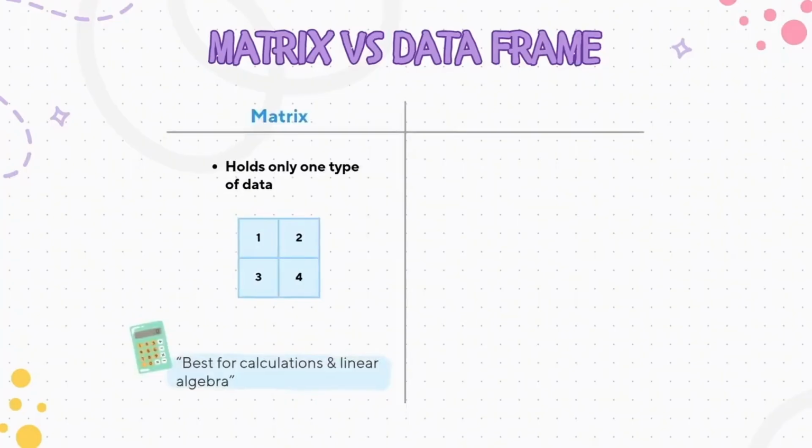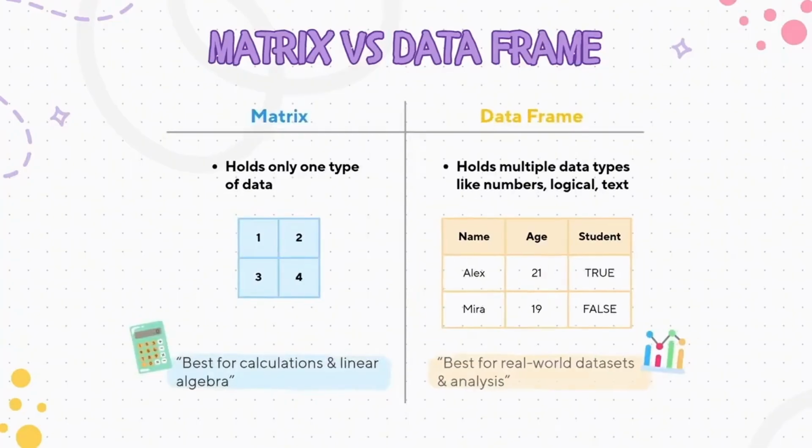A data frame is a data structure where data is arranged in rows and columns, much like a table, and we are going to be learning more about what they are and how they work in our next episode. So what sets data frames apart from matrices? Well, while matrices are ideal for mathematical computations, that is best for calculations and linear algebra, they require all elements to be of the same data type.